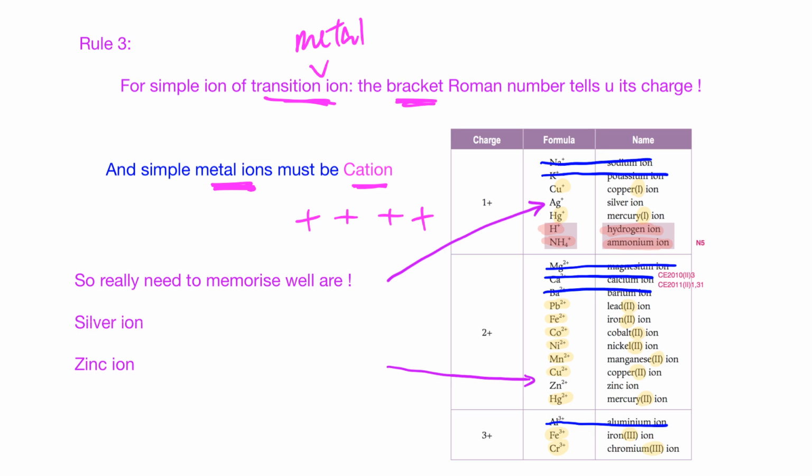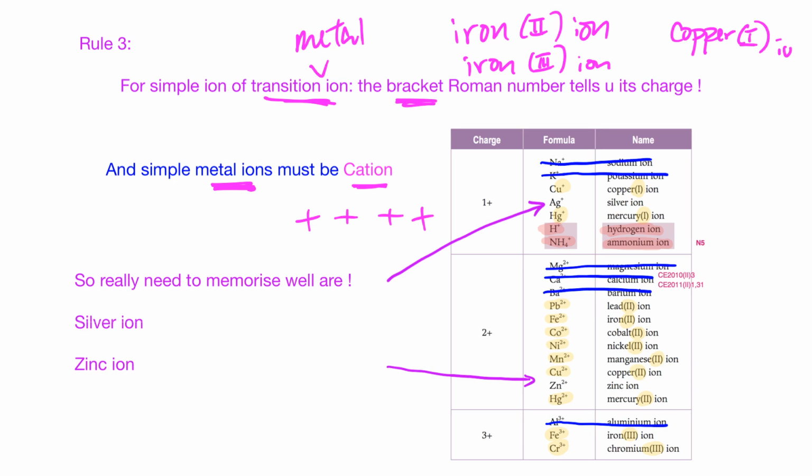They got bracket behind it. Okay, so you have like iron 2 ion, you got iron 3 ion, you got copper 1 ion. Okay, so what this one is helping is the bracket, this Roman number, it tells you the charge. So if you are talking about iron 2 ion, it will be 2 plus. Iron 3 ion must be 3 plus. Copper 1 ion must be 1 plus. So by doing so, you see all the highlighted part.